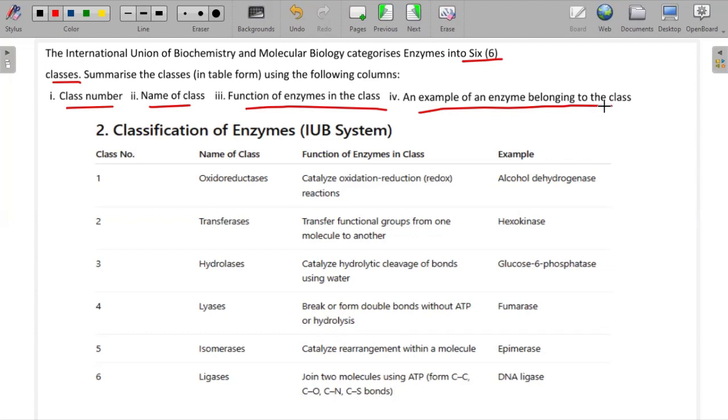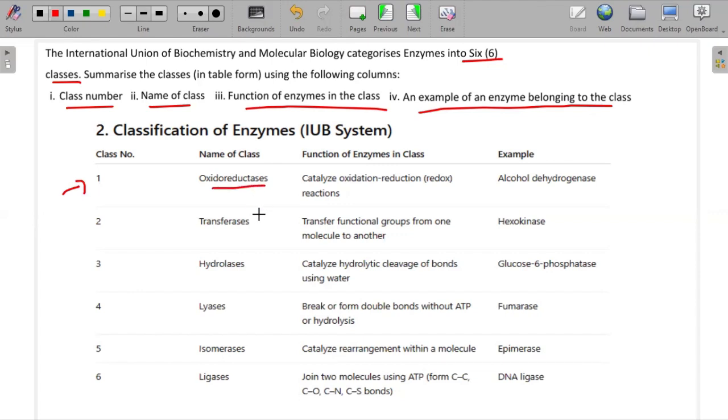Now the important thing to note here is that the class number matters. You cannot write 1 and then write isomerases there. No. So class 1 is always the oxidoreductases. If I talk about class 5, it is always the isomerases. So when you are listing them, don't say 1 isomerases. It's not going to work like that, because class number 1 should have the oxido what? Reductase. So the first class, which is class 1, has the oxidoreductase.